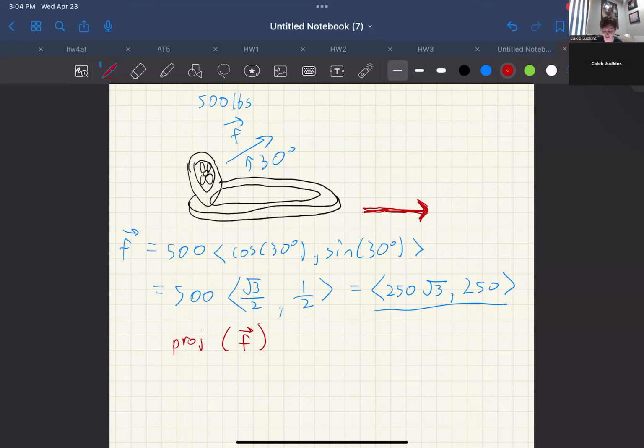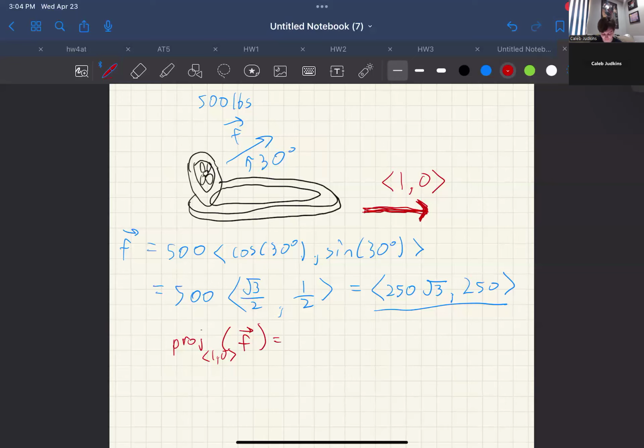So what is the direction here? Can we get a vector that is 1 unit long going in the direction of just this purely horizontal line? Well, sure, we want to go 1 unit to the right. That's just 1 comma 0. So we want to project my force onto that unit vector going that direction.